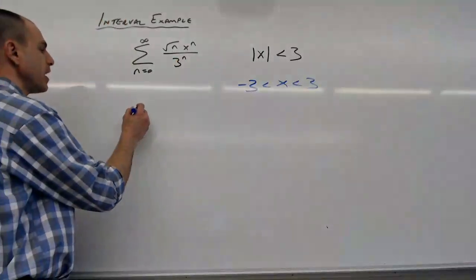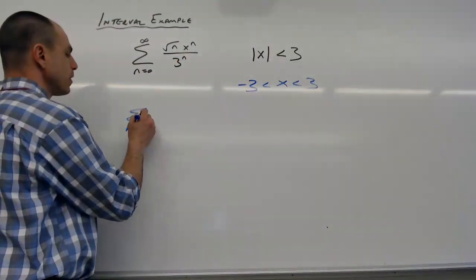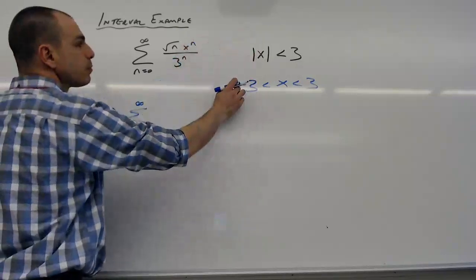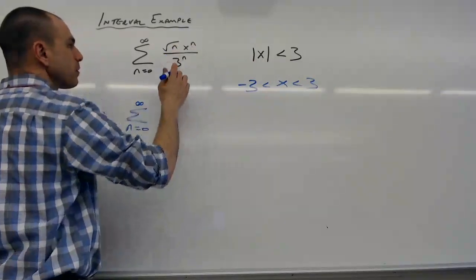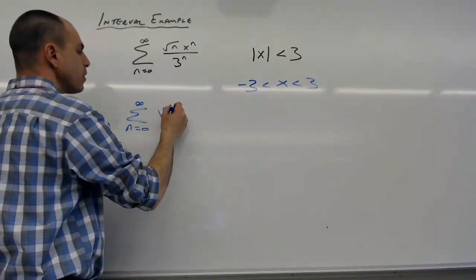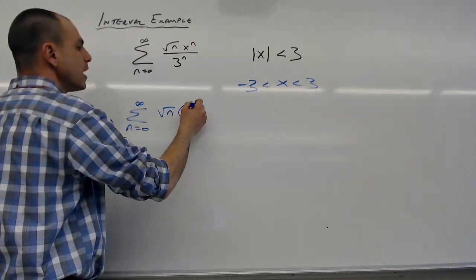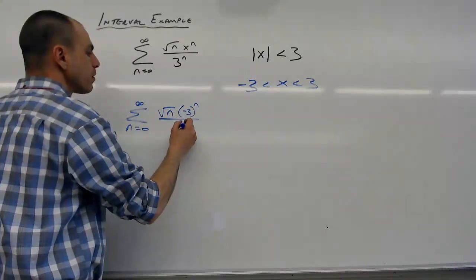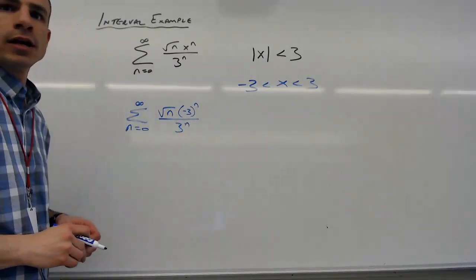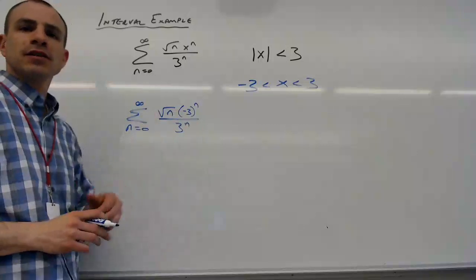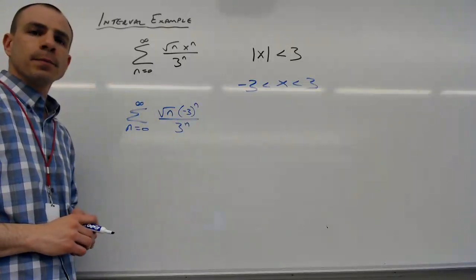So what we're looking at now is the sum as n goes from 0 to infinity, and I'm going to replace x with -3. So I have the square root of n times -3 to the nth power over 3 to the nth power. And I have to come up with some kind of test that's going to show me what's happening right here.